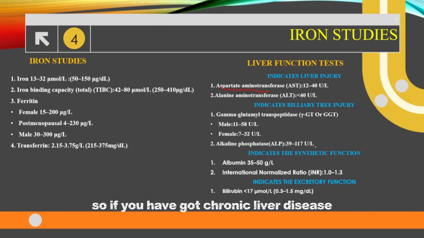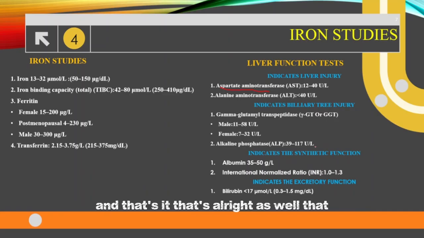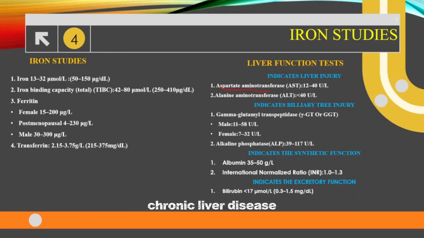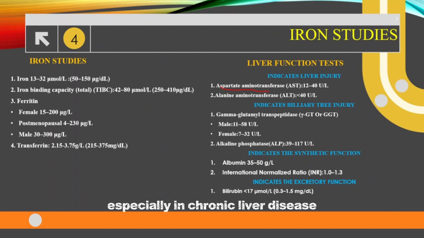So if you have chronic liver disease, you're going to have reduced levels of albumin, and that's all right as well. That indicates that you have reduced albumin, and it indicates that you have a malfunctional liver. Okay, so chronic liver disease or acute liver disease, you can have reduced albumin levels, especially in chronic liver disease.